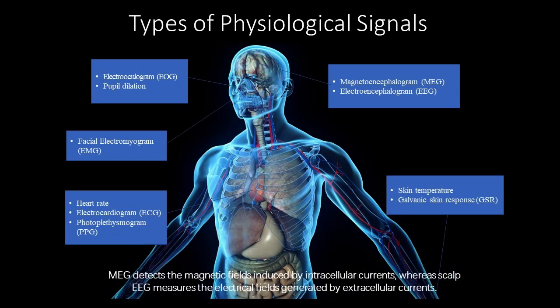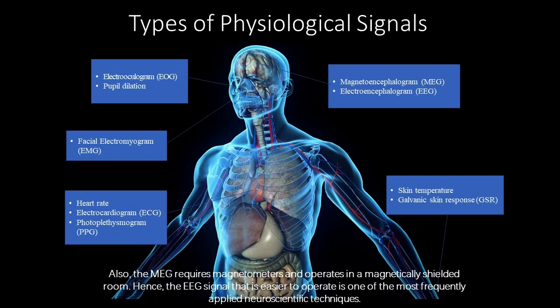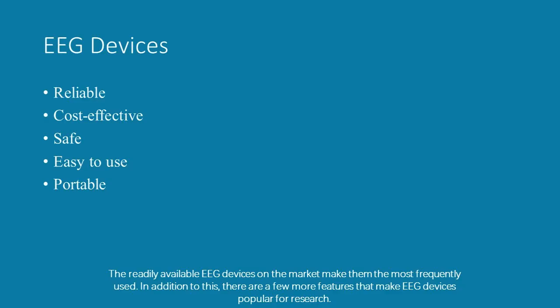MEG detects the magnetic fields induced by intracellular currents, whereas scalp EEG measures the electrical fields generated by extracellular currents. Also, the MEG requires magnetometers and operates in a magnetically shielded room. Hence, the EEG signal that is easier to operate is one of the most frequently applied neuroscientific techniques. The readily available EEG devices on the market make them the most frequently used. In addition to this, there are a few more features that make EEG devices popular for research.